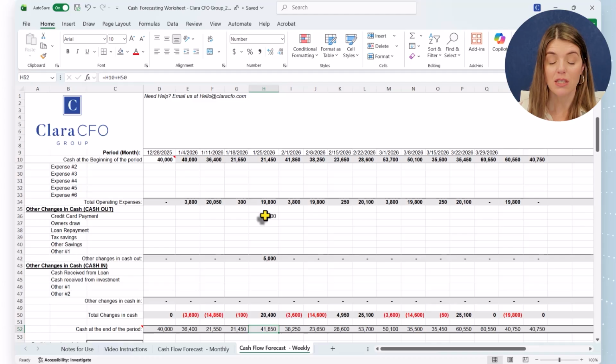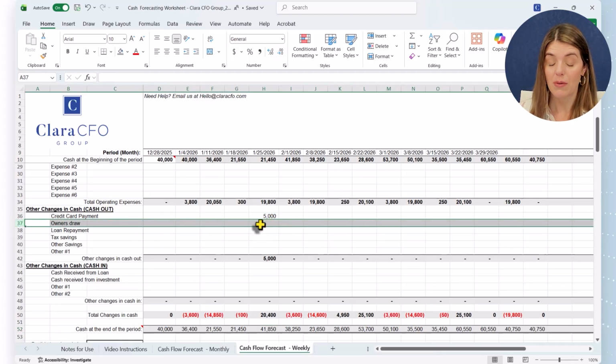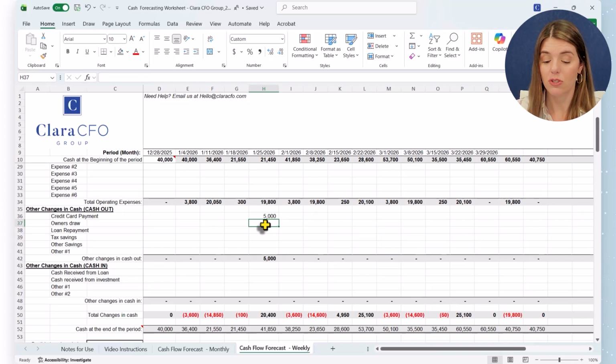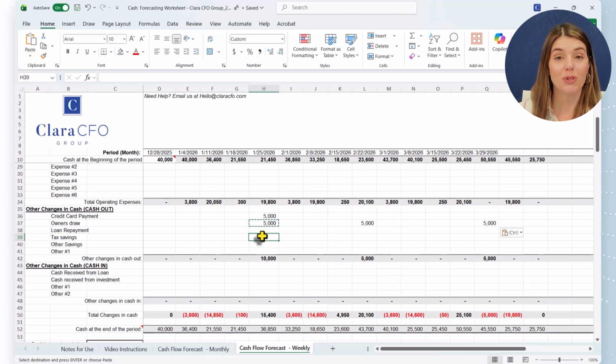This is where you can also decide, is there room to take an owner's draw? Or maybe the owner says, hey, I have to have an owner's draw of $5,000 every month and I need it by the end of the month. If that's the case, you can go ahead and put this in here. You can also put your tax savings. It's very important if you're trying to save for your taxes along the way and then pay your taxes when those estimated quarterly tax payment due dates are. We like to make sure that there's a consistent tax savings.